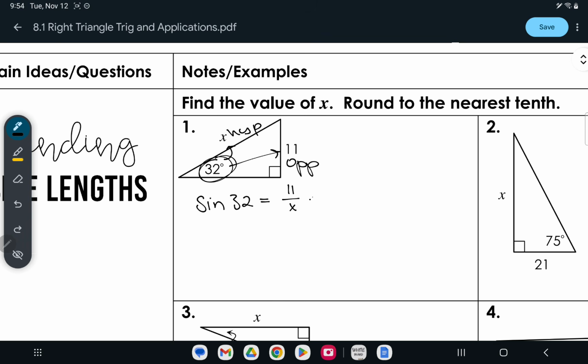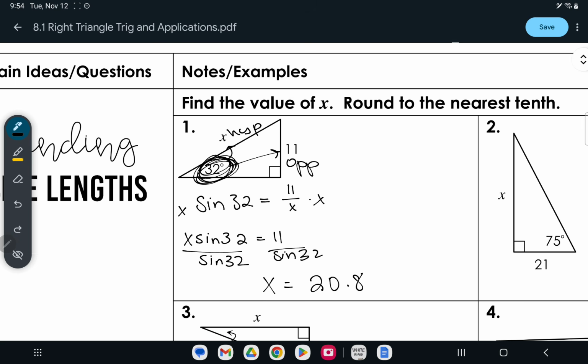So we can multiply both sides by x. And then get x by itself by multiplying both sides by sine of 32. Now, when we plug this in our calculator, we're going to make sure our calculator is in degree mode because our angle is given in degrees. So x is going to be 20.8.